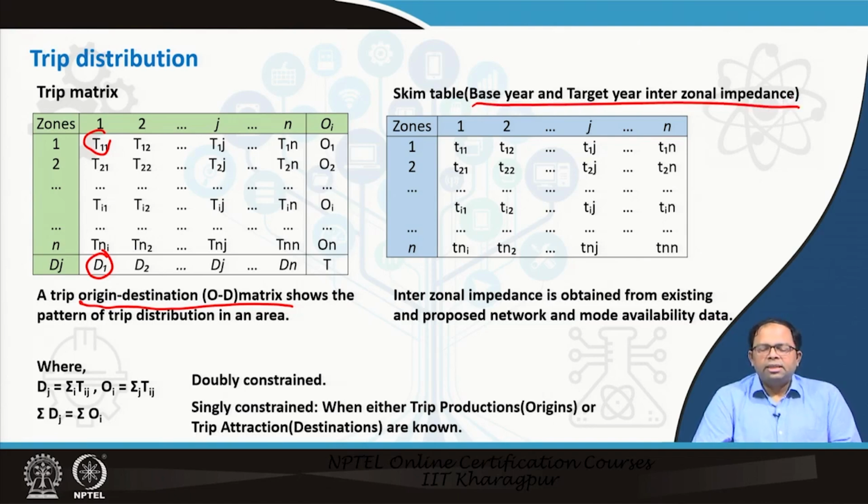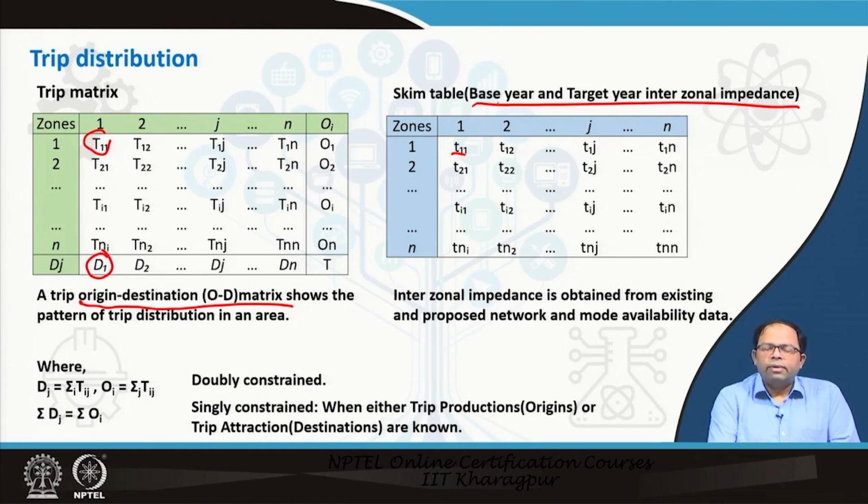Usually the base year data set we know, because we have done surveys in the urban area. So, we can estimate the T11 values. This actually means the total travel time taken from zone 1 to 1, or it could be total travel cost. Any form of impedance could be used. So, this matrix actually gives us the total impedance from one zone to another.